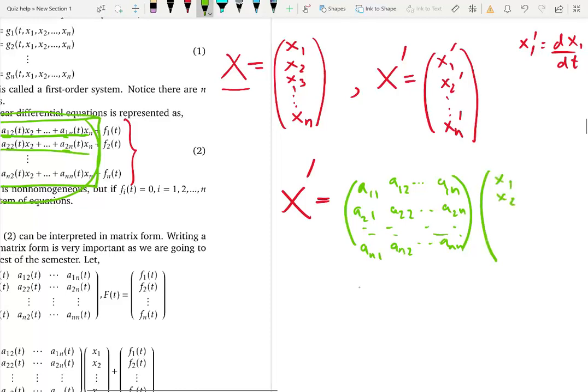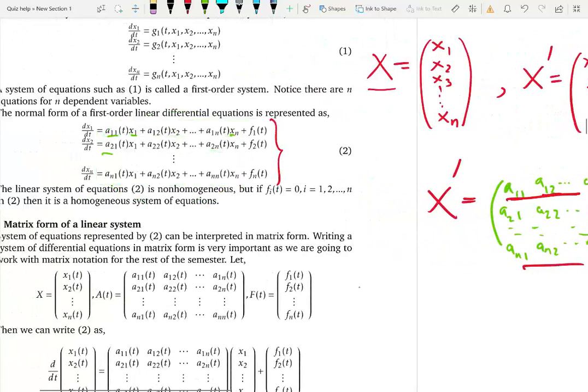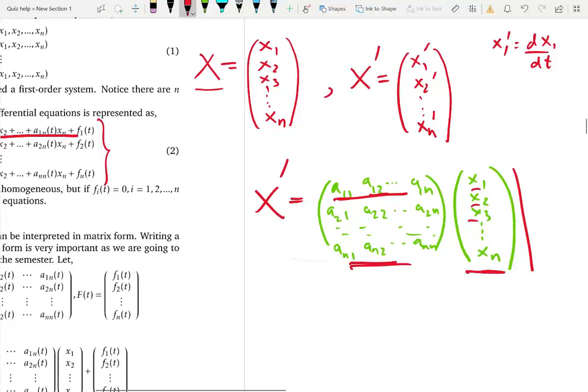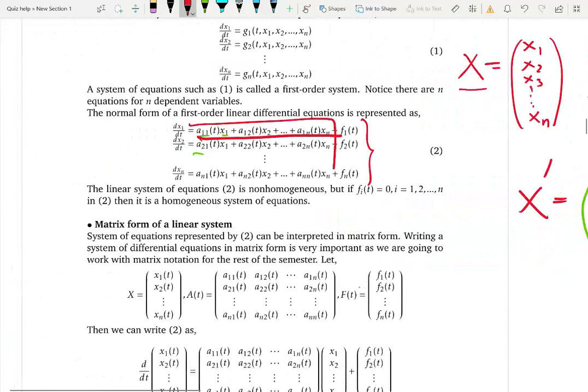Now what is vector x? x1, x2, x3, all the dependent variables. So what's going on here? Multiply this matrix and vector. Hopefully you know how to multiply a matrix and a vector. If you multiply the first row by this vector, see what happens: A11 x1, A12 x2 plus A13 x3. That is exactly what you have here on the first row, right? So when you multiply this matrix and this vector, you get back this part of the system of differential equations.